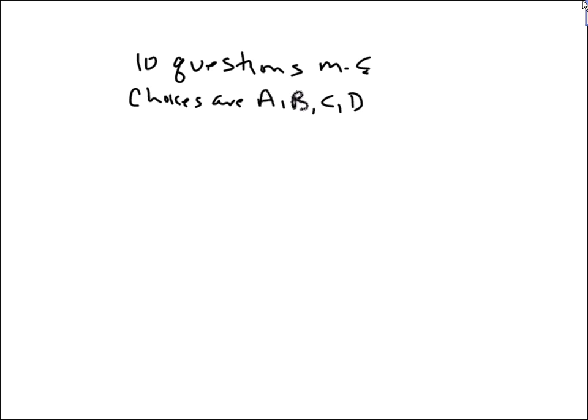That isn't the way it is here. The answers are random. You can't say more A's than B's, etc. Okay, choices are A, B, C, and D. And you want to know the probability that you get 6 out of 10 correct.